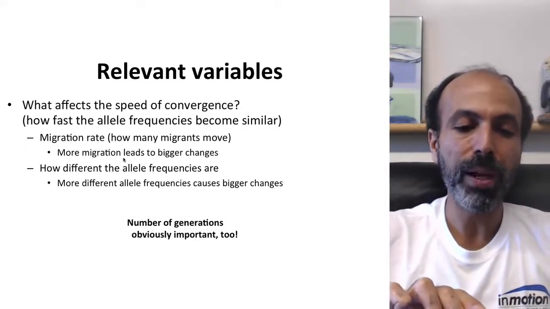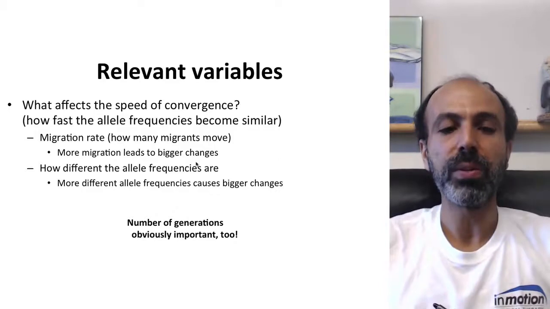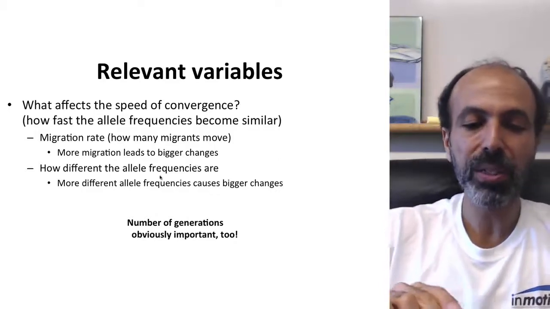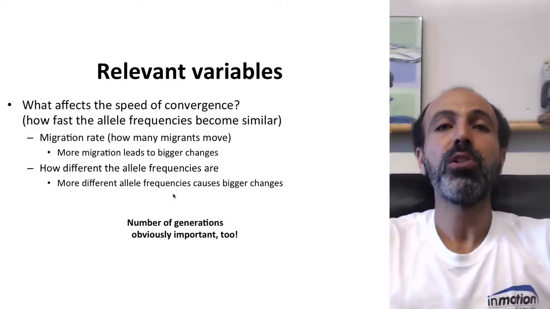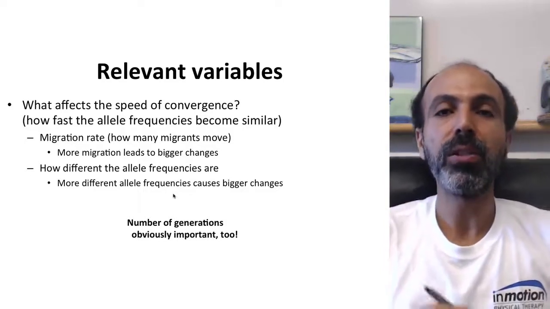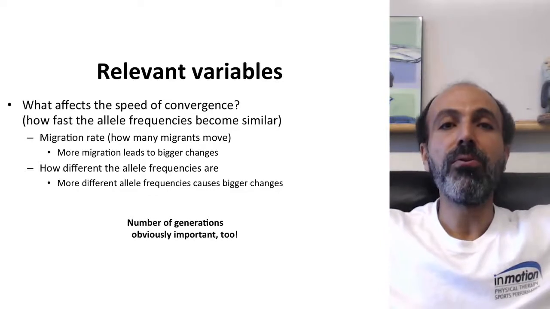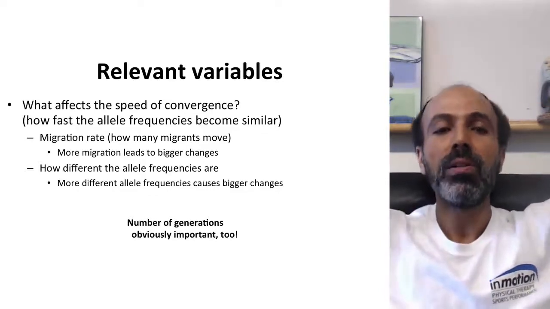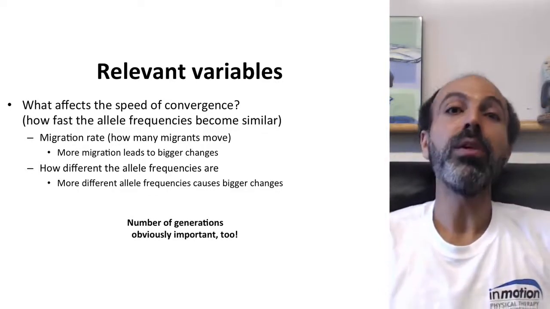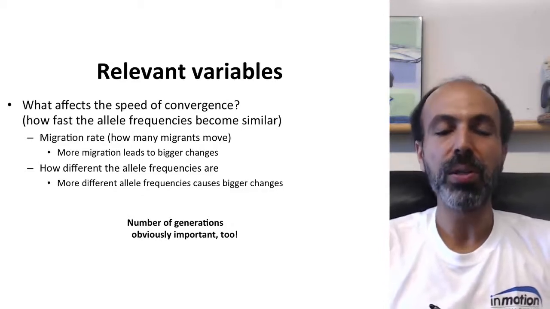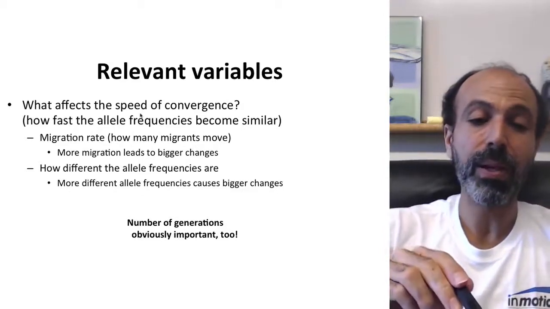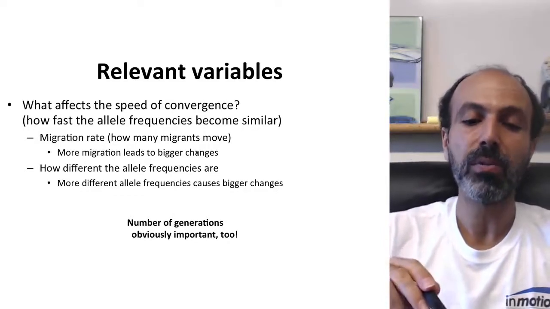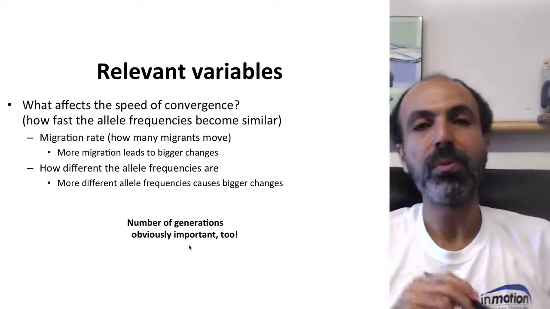Of course, more migration leads to bigger changes in allele frequency. The other thing is how different the allele frequencies are. If you have allele frequencies that are very different, you see bigger changes per generation, because again, you're converging on the mean. So if you're starting further out, you'll take bigger steps in, because you're having migrants that are even less representative of what was already there in your population. Now, obviously, another parameter is the number of generations. My question initially was what affects the speed of convergence, but the number of generations is obviously important too.